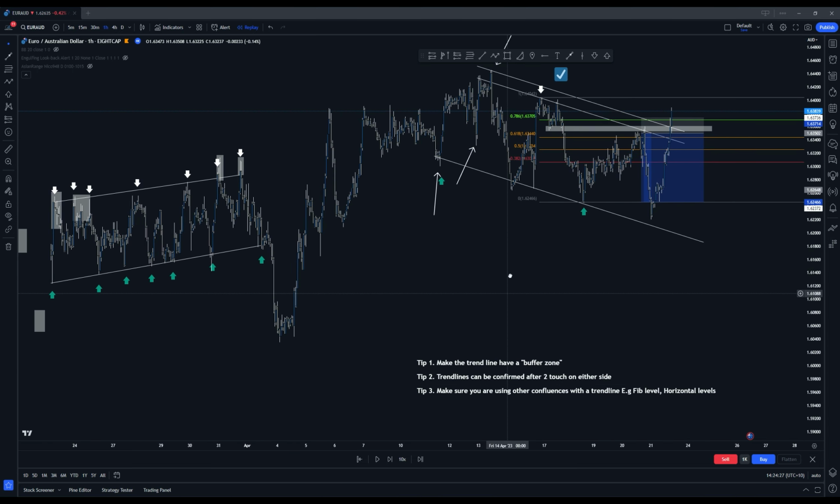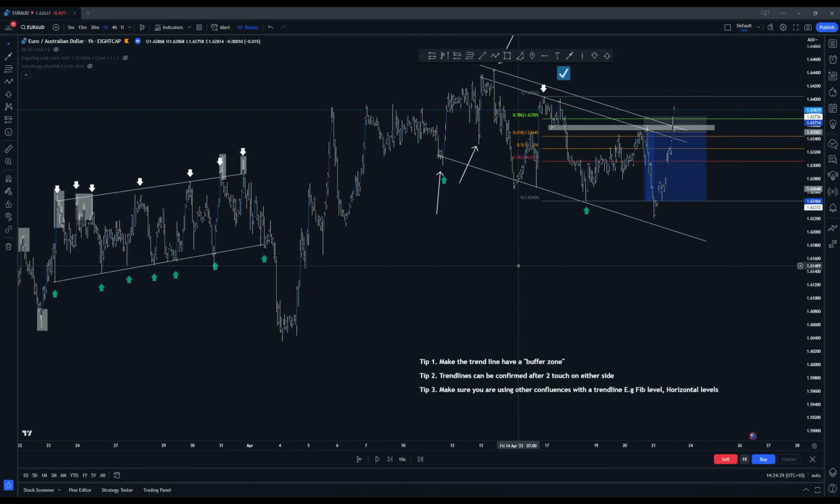Righto, guys, that is pretty much the whole summary of using trend lines, the best ways to use them, and helping you find little trades on them, kind of like a little strategy for you.